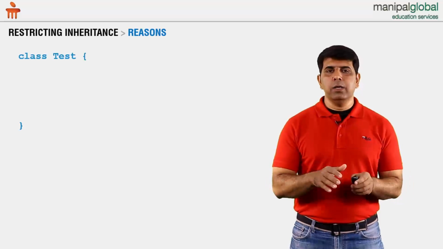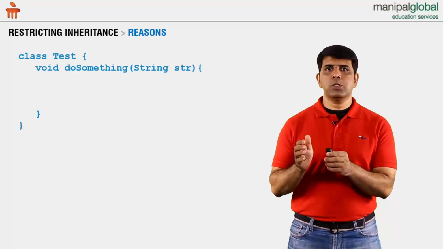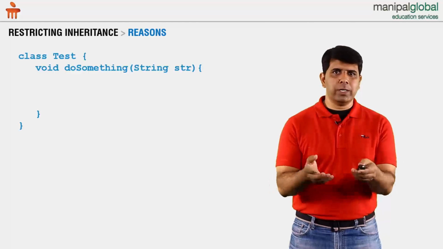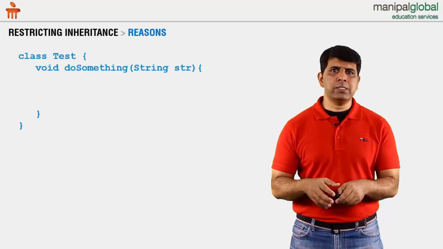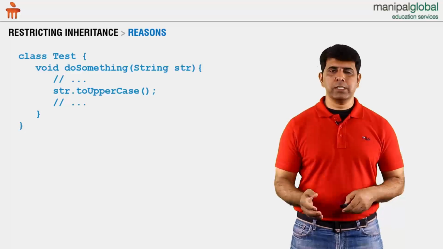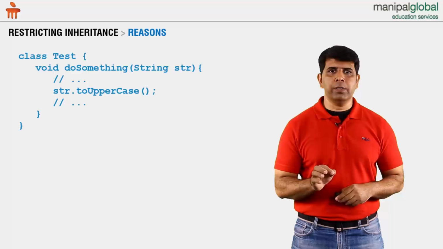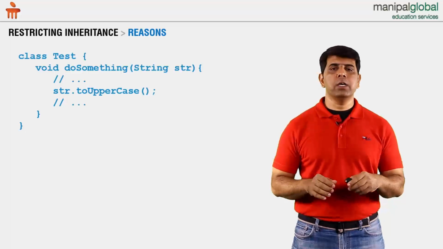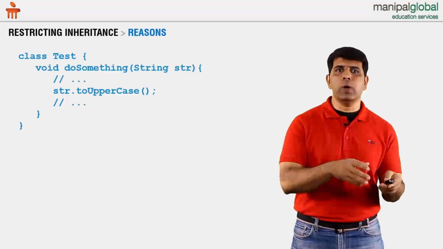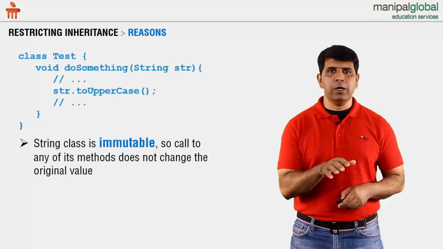Let's take an example, class Test. Now, I have a function here called doSomething that takes a string as a parameter. We all know that string is immutable, which means that whatever value we received in the form of str, if you call any function such as toUpperCase, it would not make any change to that. In this particular example, str.toUpperCase would have converted that string value into uppercase and would have returned a new value. So the toUpperCase has never affected the original value at all.